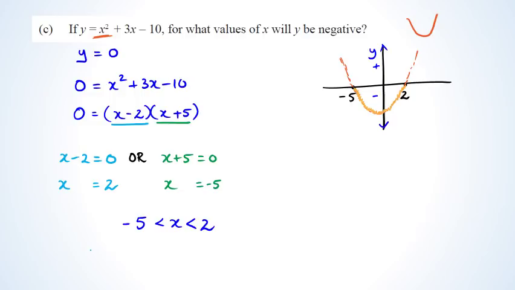Now, it's really important that you don't put the equal sign, less than or equal to, because when it is negative 5, y is actually not negative, it's equal to 0. So just leave your answer like this. So this gets you a merit.